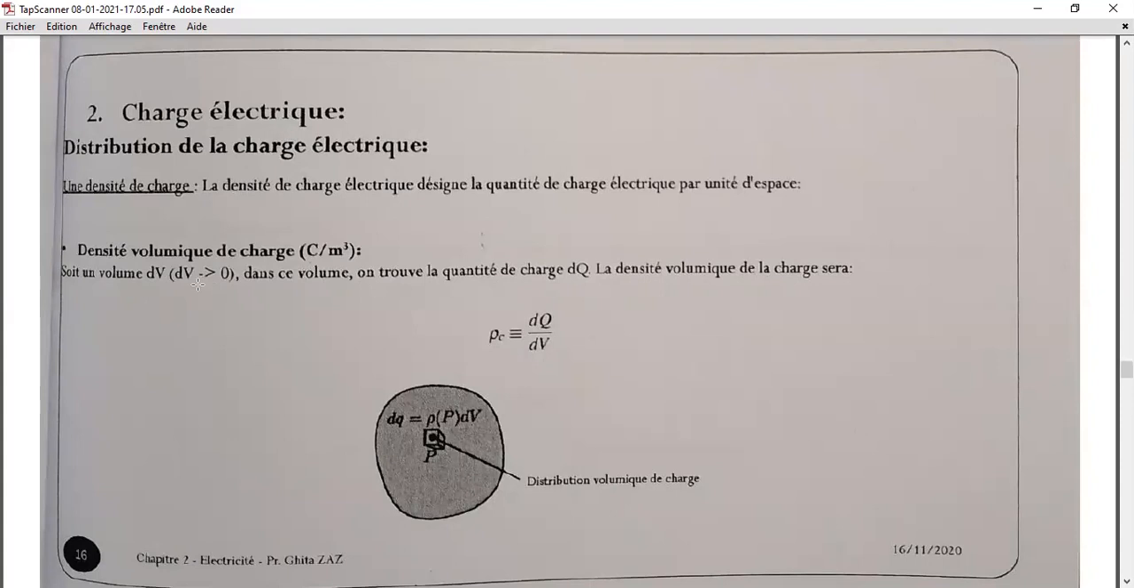So here they are saying that if you are given a certain volume, and in that volume there is a quantity of charge defined by dq, the formula of the volumic density is rho c, which is what you'll be using to represent the volumic density. It is equal to the quantity of charge dq divided by dV. dV is the volume. So that's where it comes to the volume.